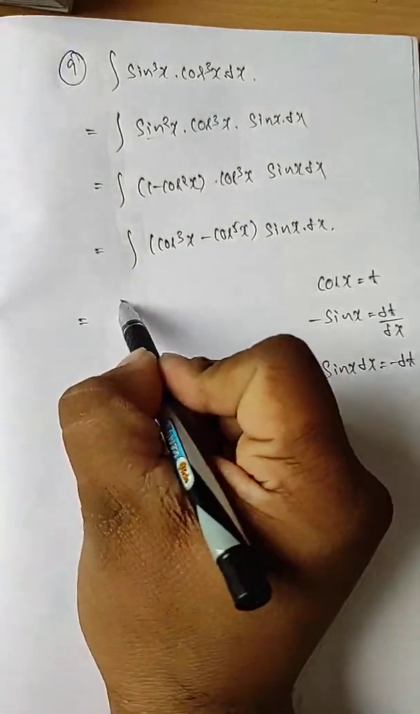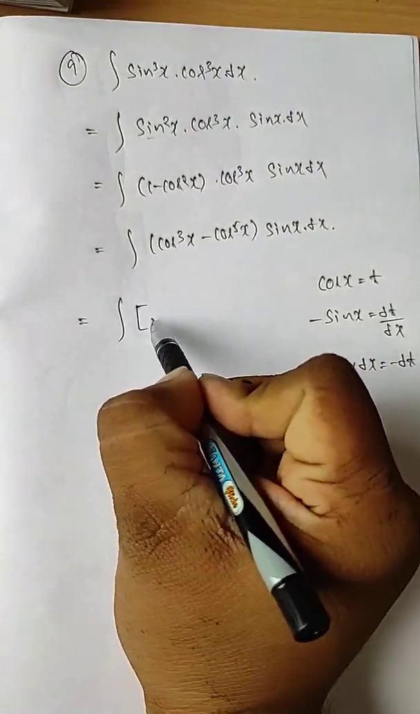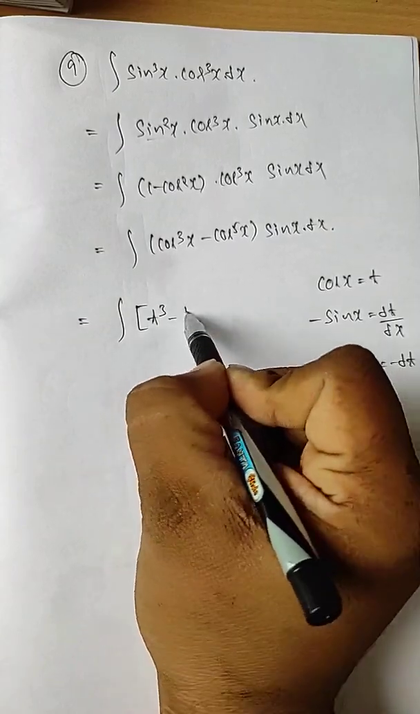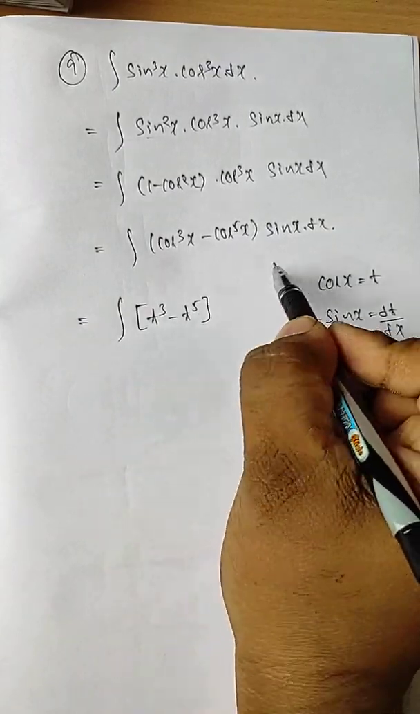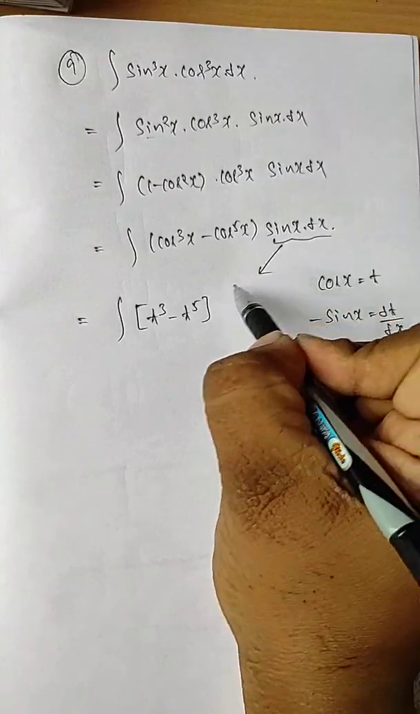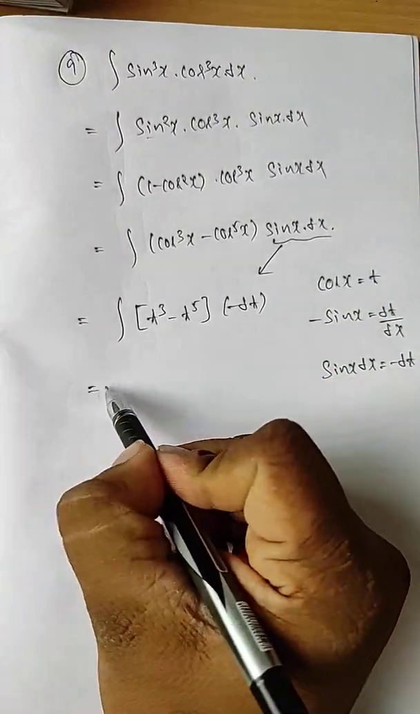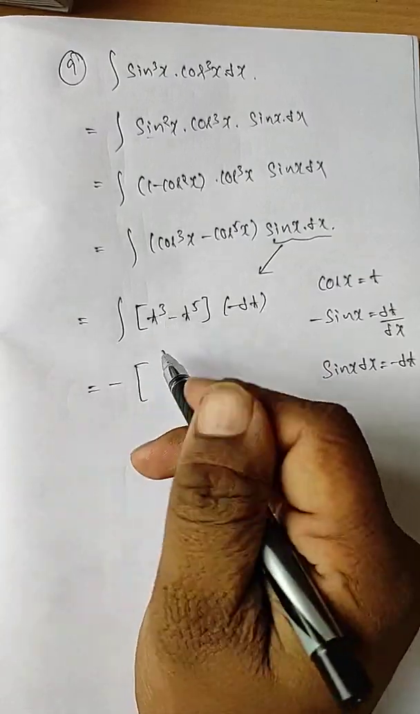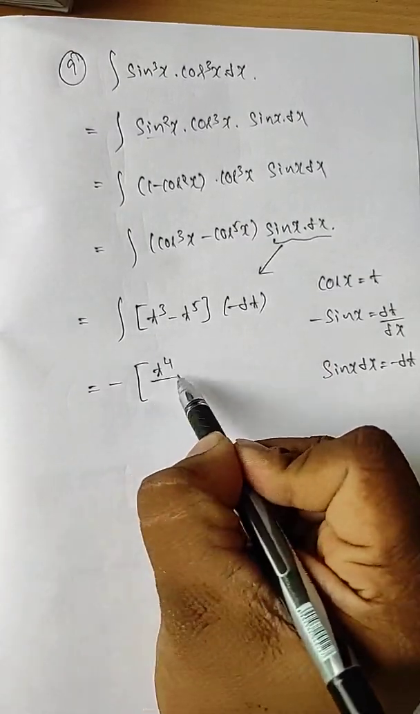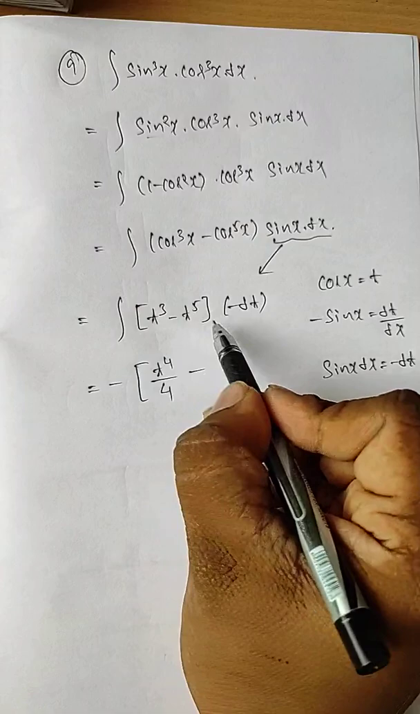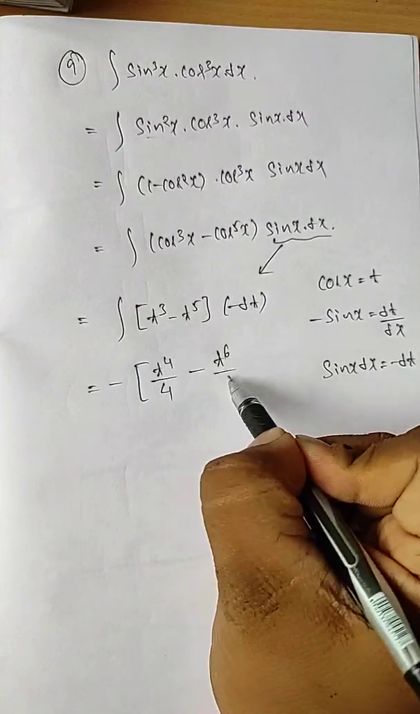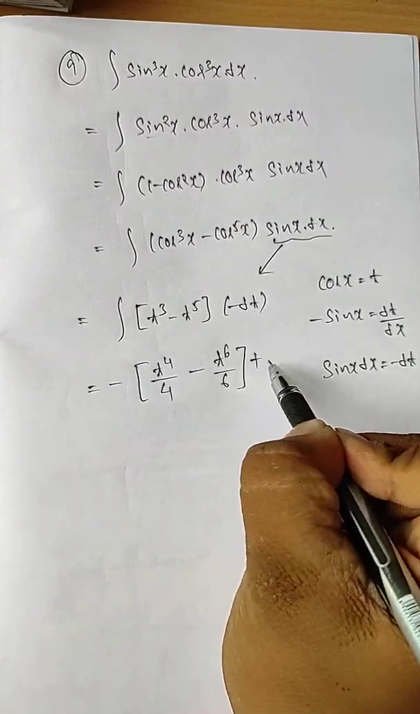So this is equal to integration of, cos x means t, t cube minus t to the power of 5, sin x into dx. Sin x into dx is written as minus dt. I am taking this minus outside. What is the integration of t cube? The integration of t cube is t to the power of 4 by 4 minus, what is the integration of t to the power of 5? t to the power of 6 by 6 plus c.